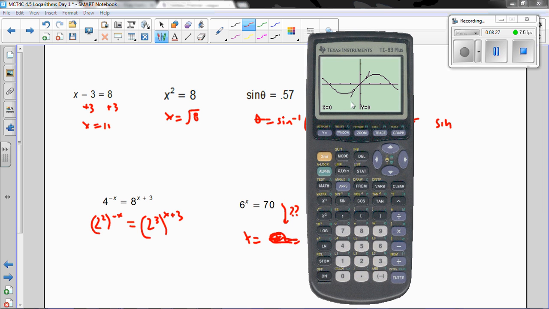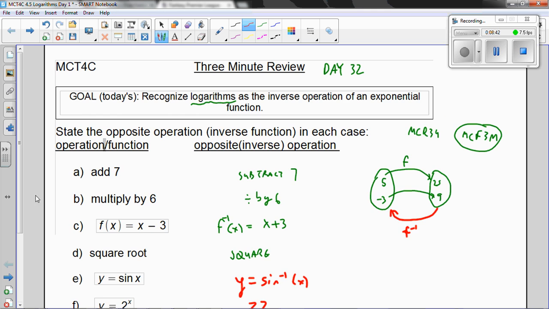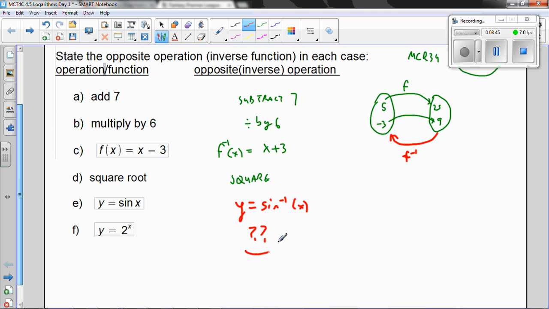I don't know why it didn't graph the rest. It should be going back and forth on that axis, but it's a reflection. That's pretty cool. So what does that mean? It means even though we don't know what this inverse operation is, we know what the graph looks like because we know what this graph looks like, right?